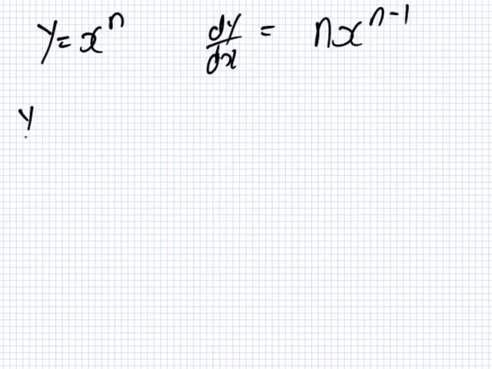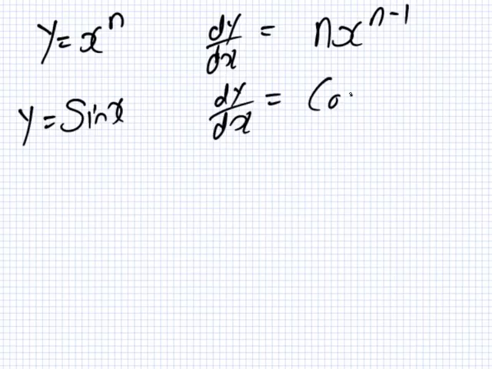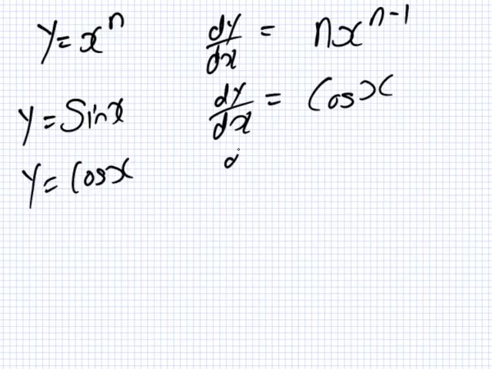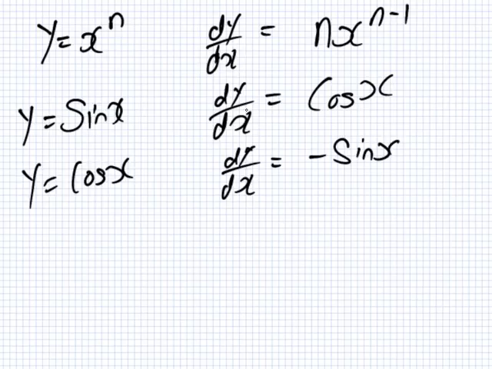The next one is if y equals sine x. Does anyone know this one? Cos x. If y equals cos x, then the derivative is minus sine x. These are the rules for derivatives. Yeah, but why is sine x equal to cosine x, and when it's cosine x, it's negative? We can prove this one using first principles.